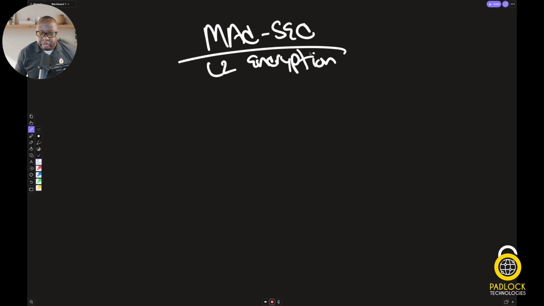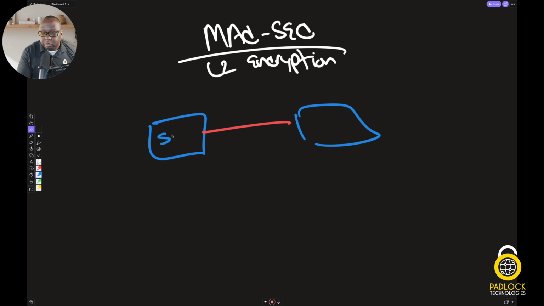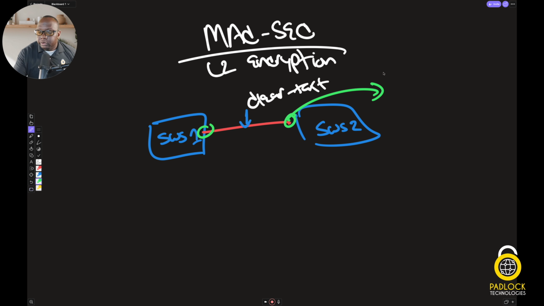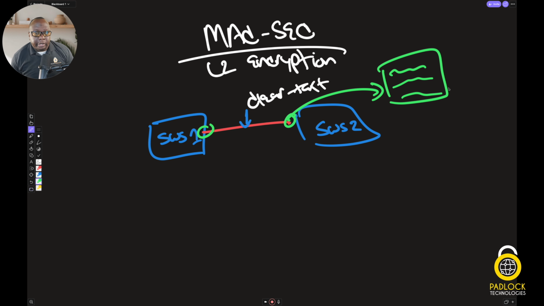So what MACsec is basically, you have two switches, and then we'll have a link between them, and then switch number two. So switch one, switch two, and you have this trunk link between them. Now, right now, that data is sent in clear text. If someone was to Wireshark here or here, they would be able to see the information inside the frame.